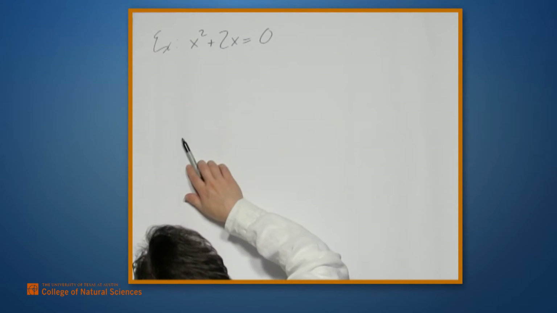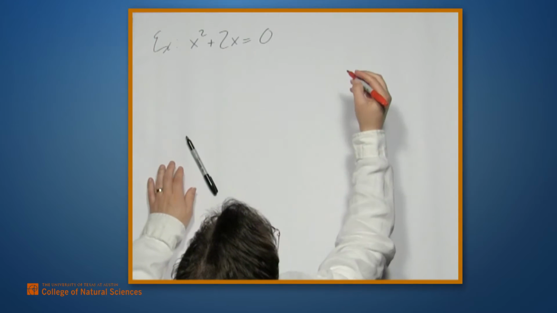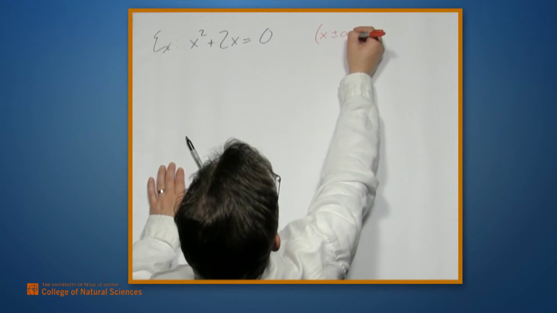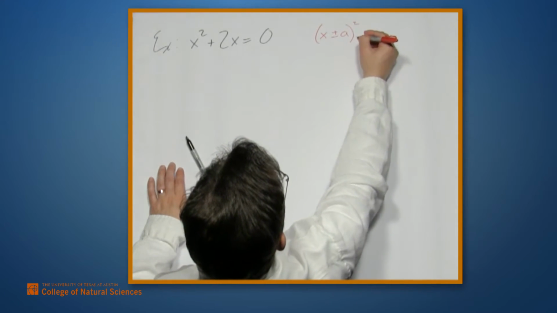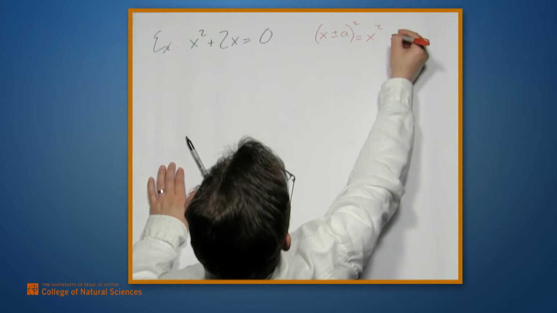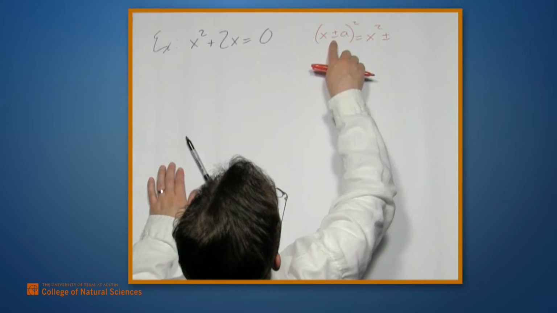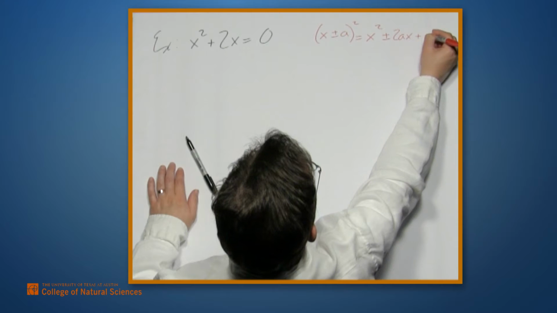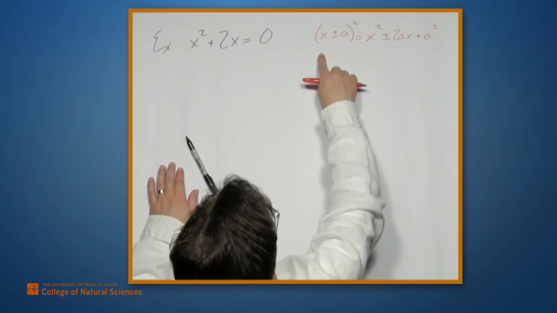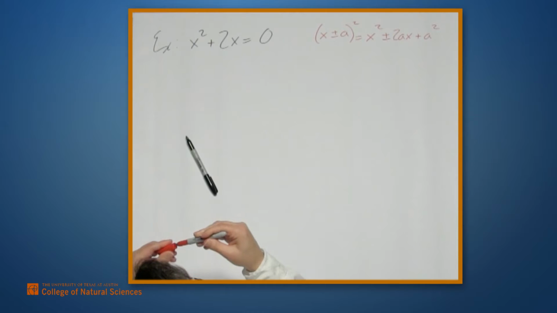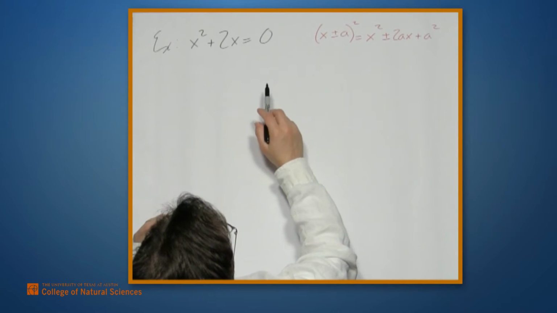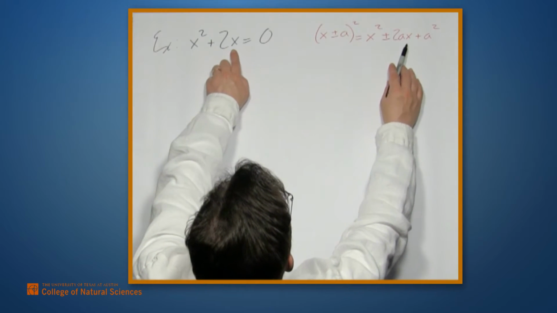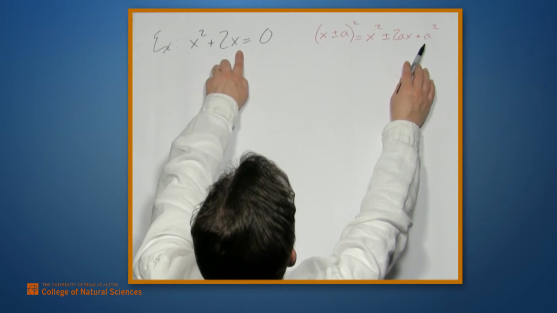Now at this point, it's good to remember that something like (x plus or minus a) squared expands to x squared, plus or minus 2ax, plus a squared. This is a really useful pattern to remember. We want to remember it here because we have something that looks like part of this. We have an x squared. We have something times x. We don't have this a squared term, but let's add it in.